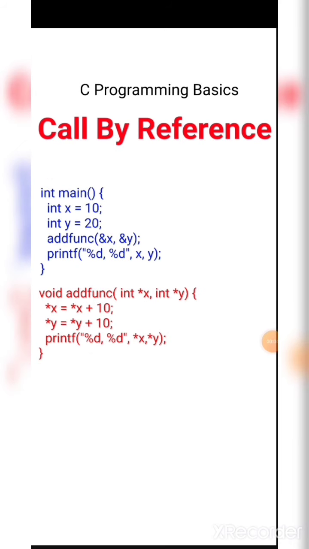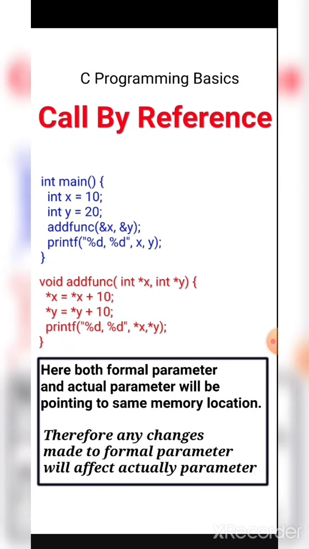Now let us see about another type of function call called call by reference. Here in call by reference, both formal parameters and actual parameters will be pointing to the same memory location. So any changes made to the formal parameter will also affect the actual parameters. Let me explain this with an example.